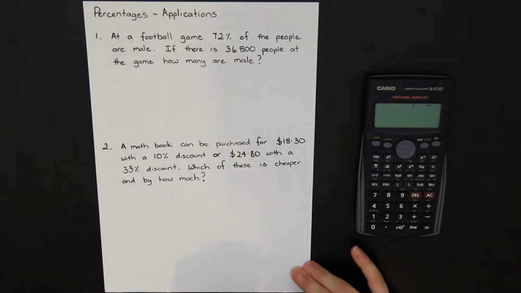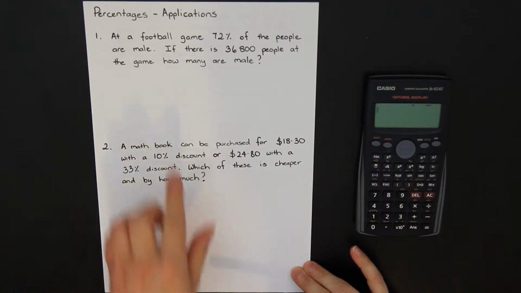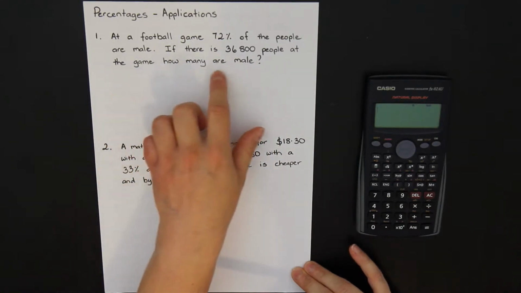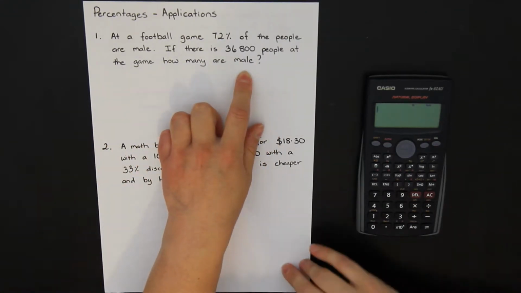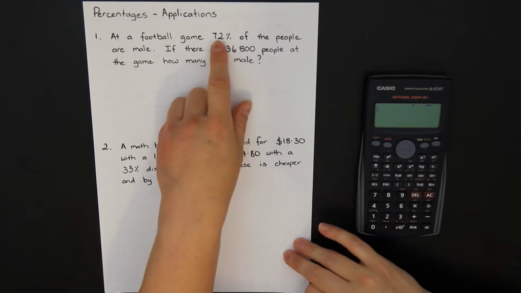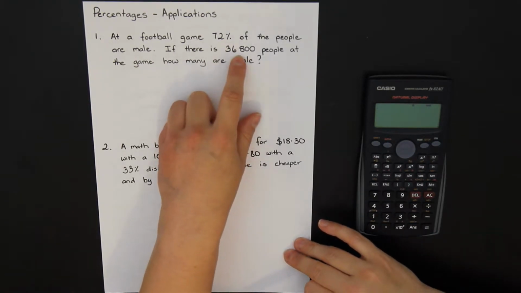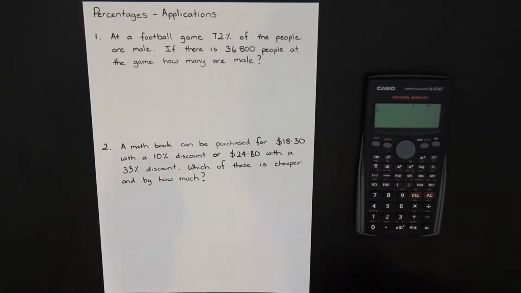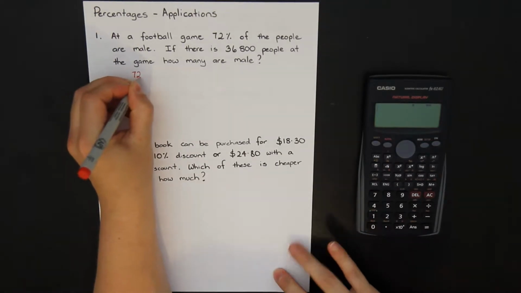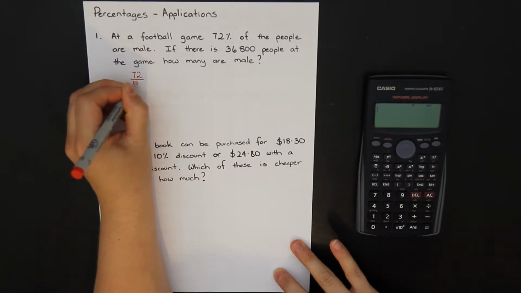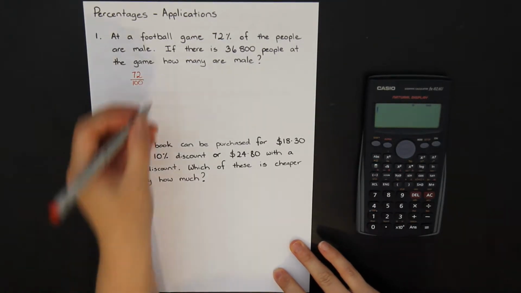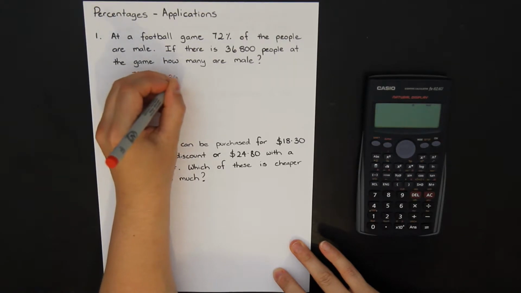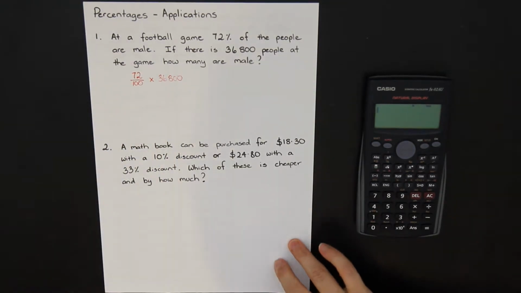At a football game, 72% of the people are male. If there is 36,800 people at the game, how many are male? We want to find the number of males at this game. That there is 72% of this amount is male. So we are finding a percentage of an amount here. To do that, we take 72, percentage means out of 100, and we want to find 72% of the 36,800 people at the game.